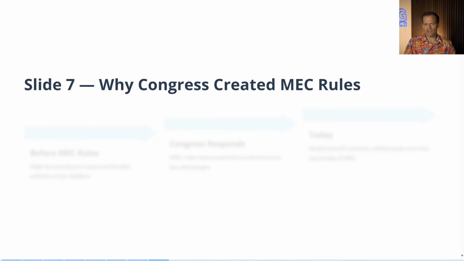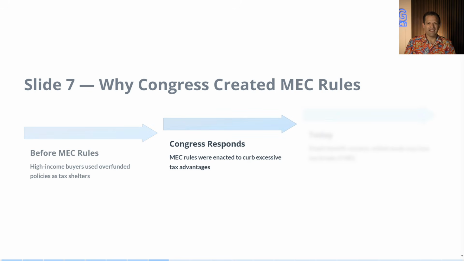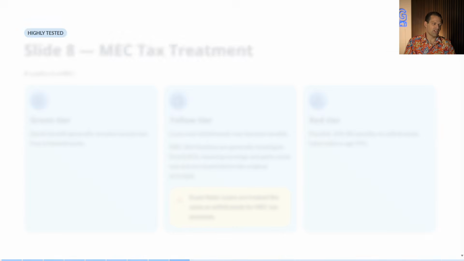So why did Congress create these MEC rules? Well, because high-income buyers used to overfund policies as tax shelters. And the government doesn't like it when you try to take their money that they think is theirs. So MEC rules were enacted to curb excessive tax advantages. And today, the death benefit remains, but the withdrawals may lose the tax break if they're a modified endowment contract.